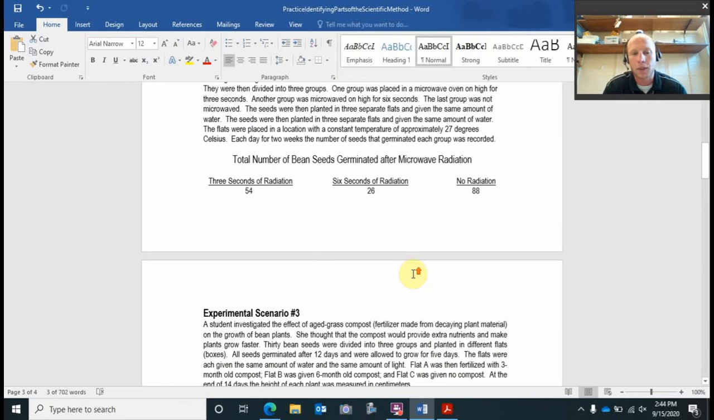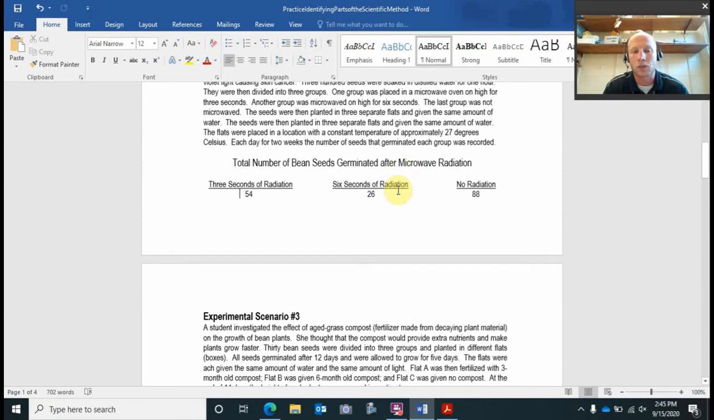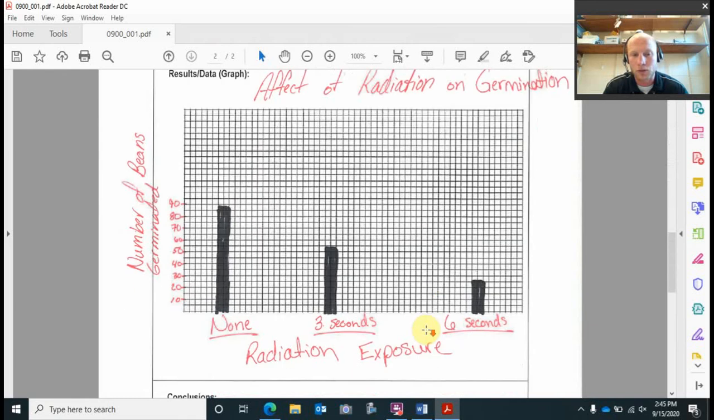Okay. And up here, we can see that the no radiation group is our control group. Of the no radiation guys, many more were actually germinated. The 3 seconds, the guys who were put in the microwave for the least amount of time, had 54, and then the guys who had the most exposure to radiation had 26. So let's go ahead and see what this looks like. Okay, so we're going to scroll on down, and this is what your graph should look like.